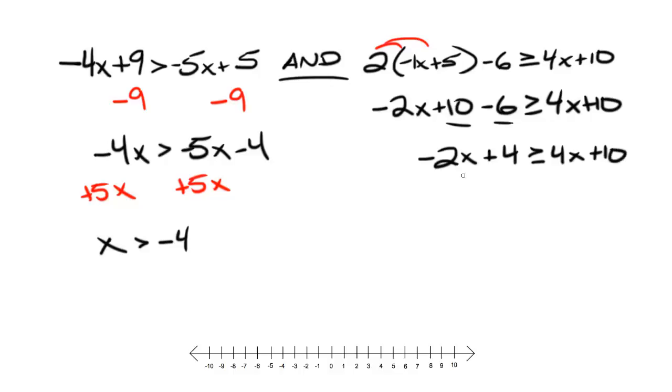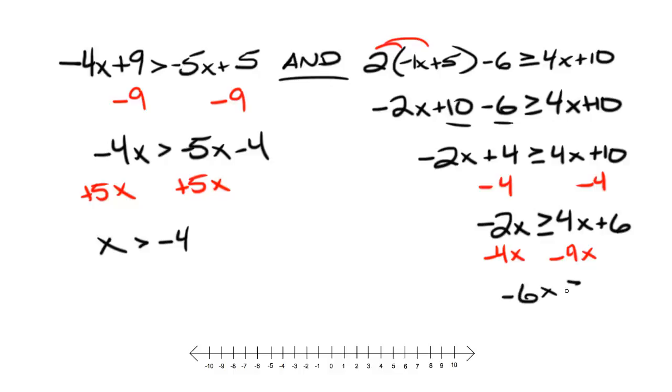And then what do I do? I'll subtract 4 from both sides, getting -2x is greater than or equal to 4x plus 6. Then I will subtract 4x from both sides. I get -6x is greater than or equal to 6. Finally, divide both sides by -6, and I get x is less than or equal to -1.